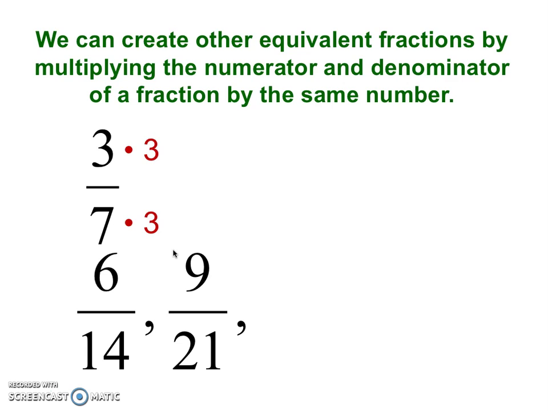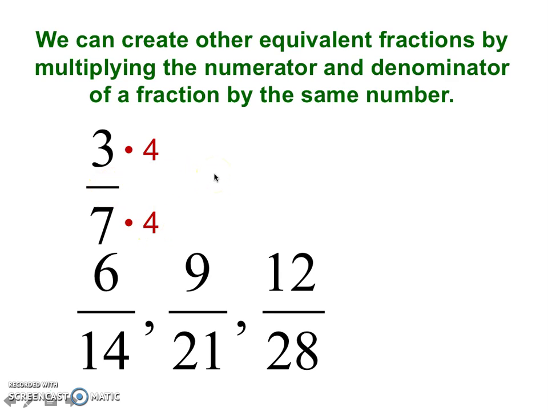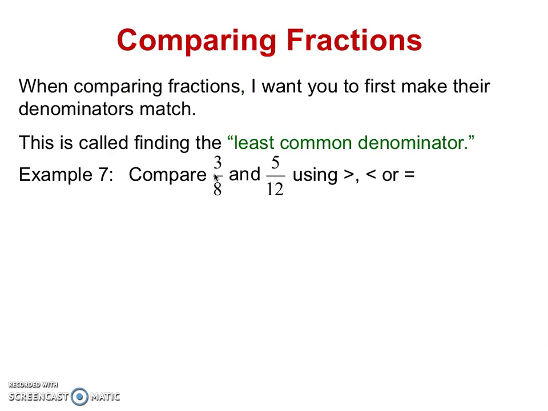And I can keep going. I could multiply both the top and the bottom by 4. All right, as long as I'm doing the same number on the top and bottom. So this is going to give me 12/28. All right, so we've done some simplifying. We found equivalent fractions. Now we're going to compare fractions.